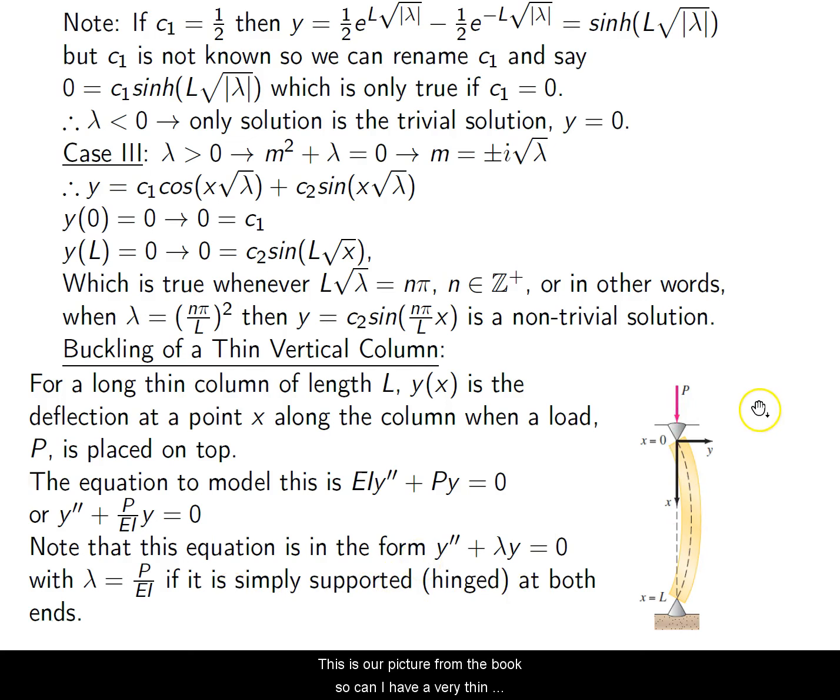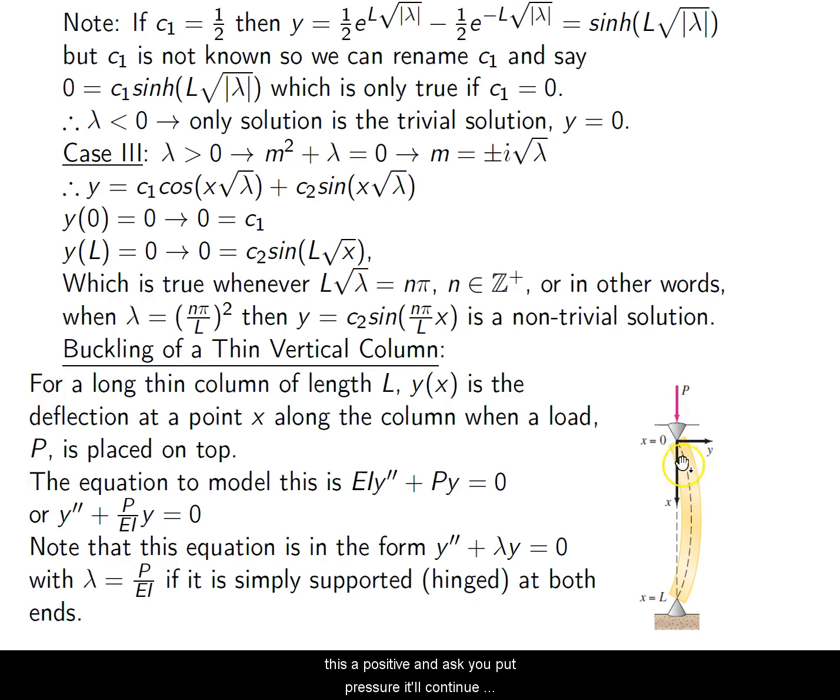So this is our picture from the book. Again, I have a very thin vertical column of something, and I'm placing some pressure on top. Here, the axis of symmetry is the vertical axis, so it's going to bend in the y direction, either this way or that way. We'll just call this way positive.